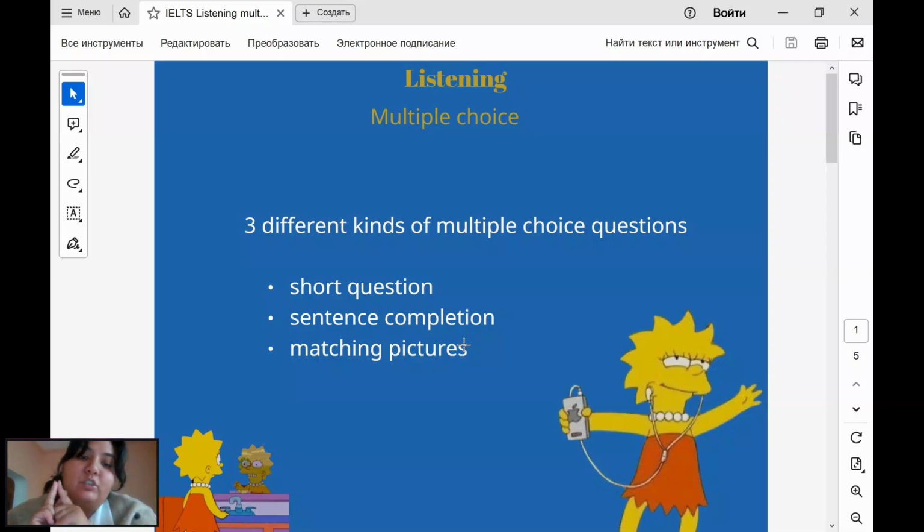First of all, it's a short question. You know the short question: what, when, where, who, why, and etc. The second one, sentence completion. Sentence completion means that there is a sentence with some words missing, and there are options that you need to choose from in order to fill the blank in the sentence. And then there is matching a picture. The matching picture is the rarest type of multiple choice question that you will have. However, you need to know that there are some.